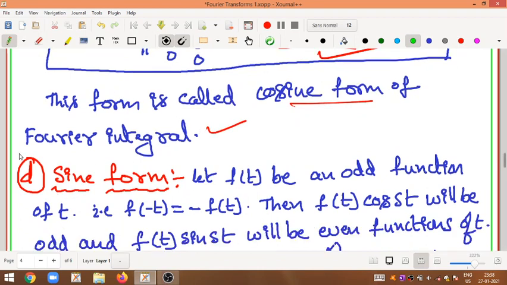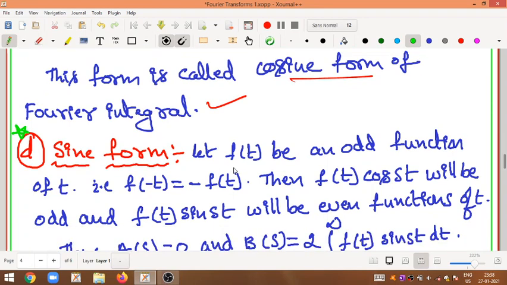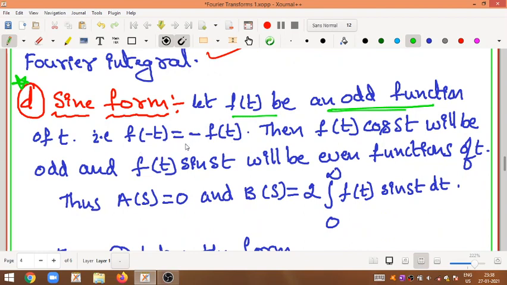This is also very important. Sine form. Let f of t be an odd function. For the sine form, we take f of t as an odd function. For getting the cosine form, we take f of t as an even function. Observe carefully. Odd function means f of minus t is equal to minus f of t. Then f of t into cos st will be odd, the reverse of the cos form. F of t into sin st will be an even function of t.